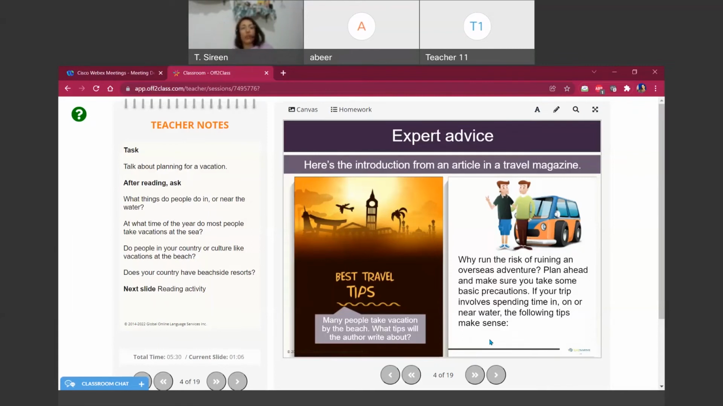طيب, so here, we read an introduction about an article in a travel magazine. So why run the risk of ruining an overseas adventure? Plan ahead, لازم إنه نعمل plan and make sure you take some basic precautions.